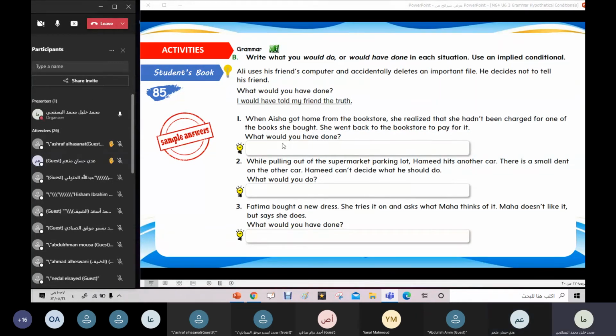Suppose that you were Aisha and forgot to pay for one of the books that she bought. What would you have done? Maybe I would have called them. I would have paid them. I would have called them and told them about the mistake. I would have, let us say, paid it again. Number 2, who can read? Ashraf, are you here? Read about number 2.